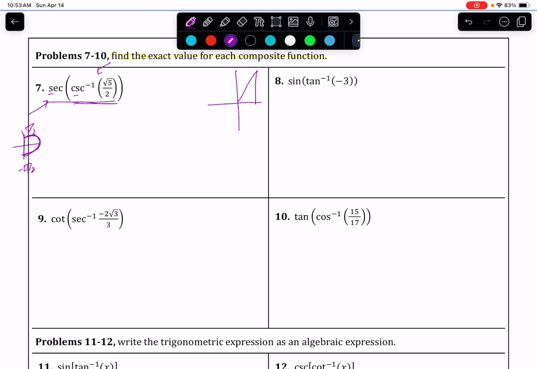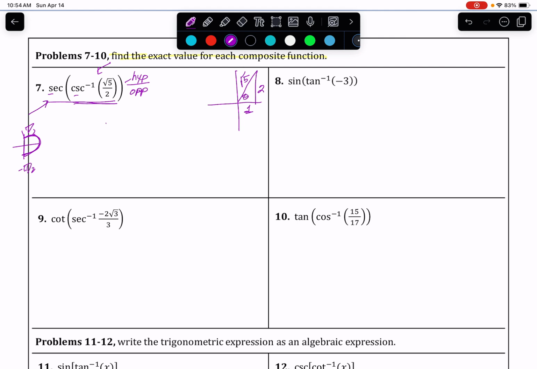Now, if you remember that cosecant is hypotenuse over opposite, so we are going to put the hypotenuse as the square root of 5, and opposite would be 2. And so then this would be the square root of 5 squared, which is 5, minus 2 squared, which is 4. So this would be 1. So this would be our theta.